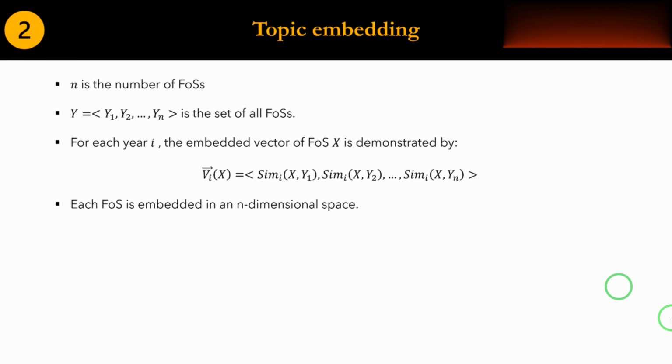For performing topic embedding, we embed each topic in a fixed size vector. Suppose n is the number of topics and Y is the set of all topics under study. For each year i, the embedded vector of topic x is demonstrated by an n-dimensional vector. In this vector, each dimension is the similarity of a specific topic to x. We perform topic embedding for each year separately.